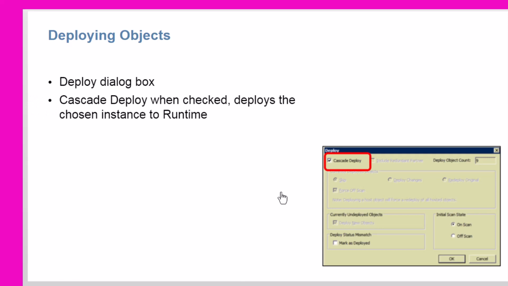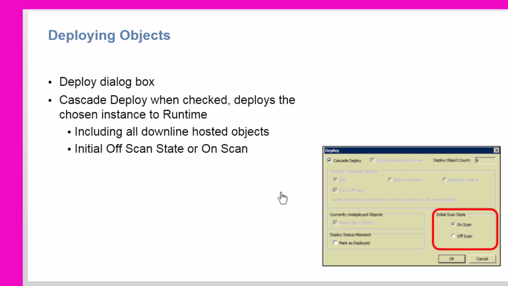Cascade Deploy, when checked, deploys the chosen instance to runtime, as well as all objects it hosts and the objects that object may host, and so on. Therefore, you can deploy the entire hierarchy of objects in the correct order with this one action. The initial scan state options are to choose to turn the scan state off or scan on. If you turn the scan off, you will need to manually turn this scan back on through the Windows Viewer or Graphics, both of which are explained in additional training modules.